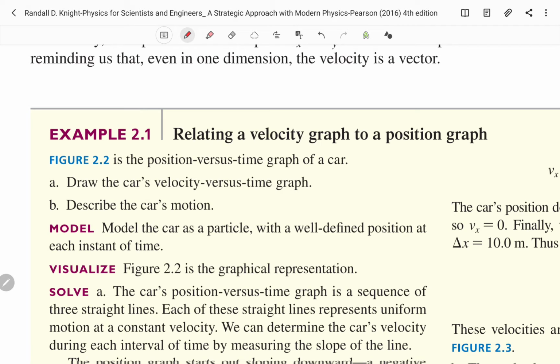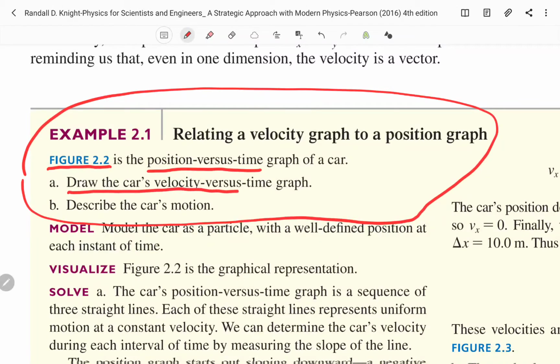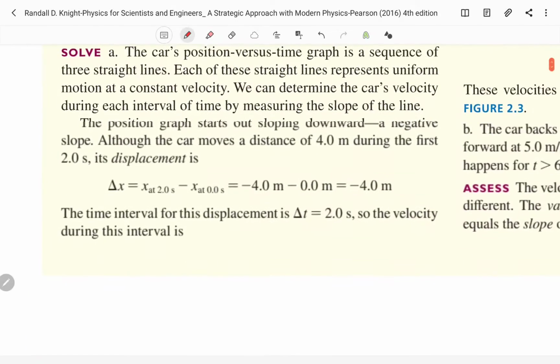So let's solve one example. Pay attention to this example. We have figure 2.2, I will show you later, a position versus time graph given for a car. What we need to do is draw the car's velocity versus time graph, VT graph, and describe the motion. So first let's draw the velocity versus time graph. So let's go to figure 2.2.